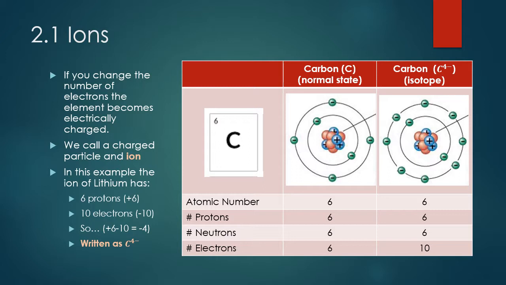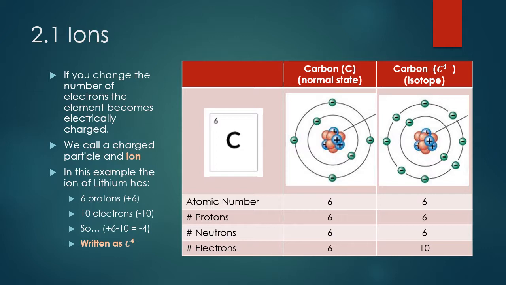And what happens when we change the number of electrons is, in a normal atom, let's look at a carbon atom first. Carbon has an atomic number of 6, which would mean in its normal state, it has 6 protons, 6 neutrons, and 6 electrons. Now the number of protons or positive charges is 6, and the number of electrons or negative charges is 6. So if we have 6 positives and 6 negatives, the charges cancel each other out and our overall charge is 0.